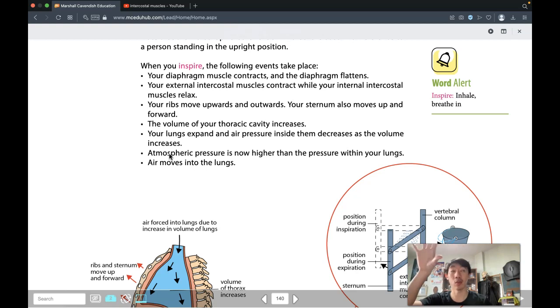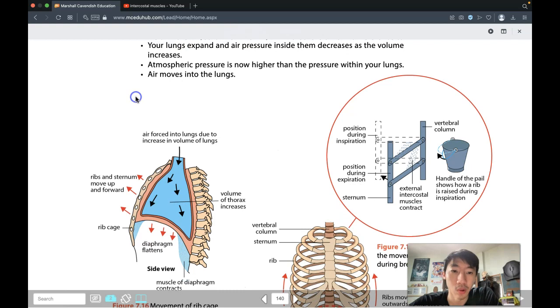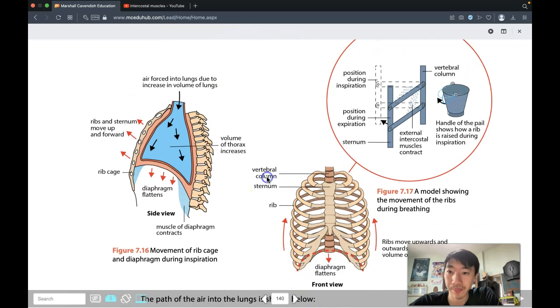So now, because the air pressure in your lungs is low, the atmospheric pressure is higher. Okay, so atmospheric refers to the air around our body. So the air will breathe in, move into our lungs. Of course, you have to open your mouth and breathe, of course. Okay, so let's look at how it works.